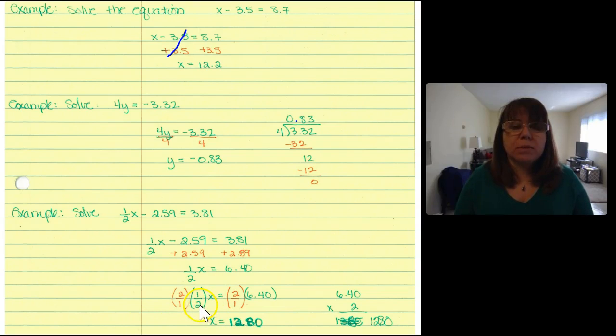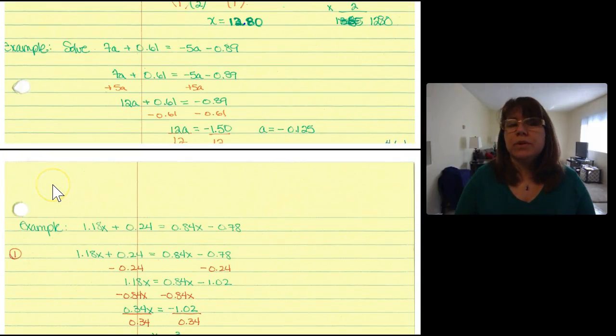But I'm going to multiply by the reciprocal, and the reciprocal of 1/2 is 2. So I multiply both sides by 2, and 6.4 times 2 is going to be, well, 2 times 0 is 0, 2 times 4 is 8, 2 times 6 is 12, and I have 2 decimal places, so my solution is going to be 12.80, or 12.8 is fine. Let's work through a few more examples here.